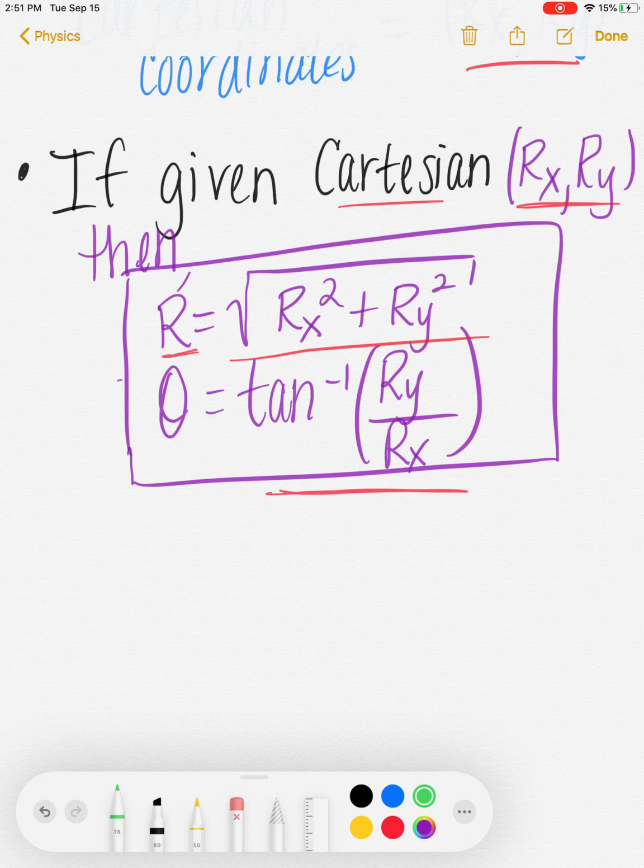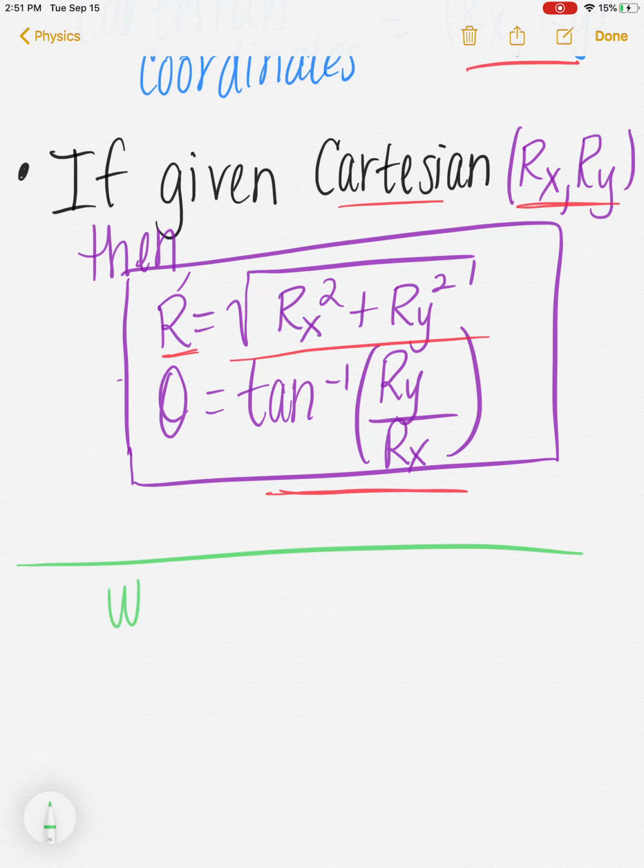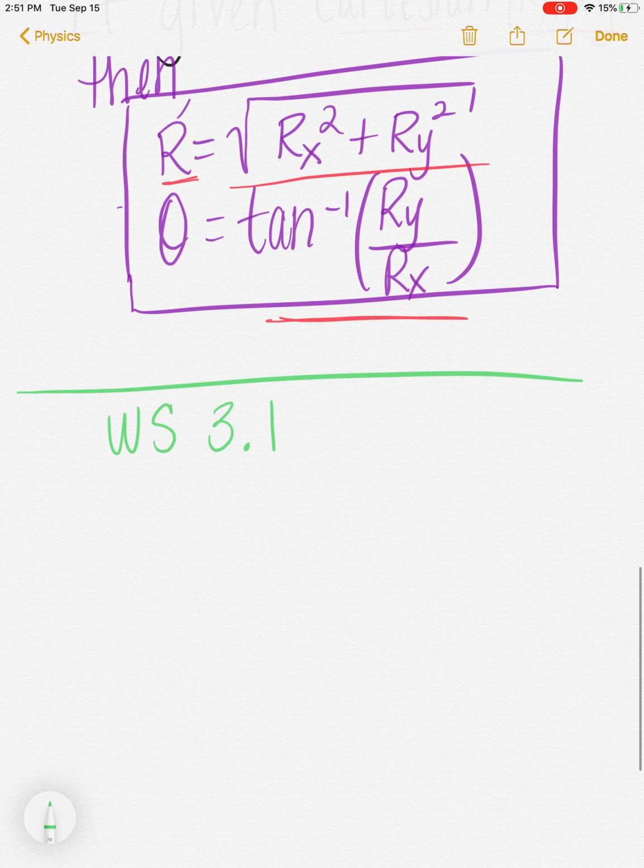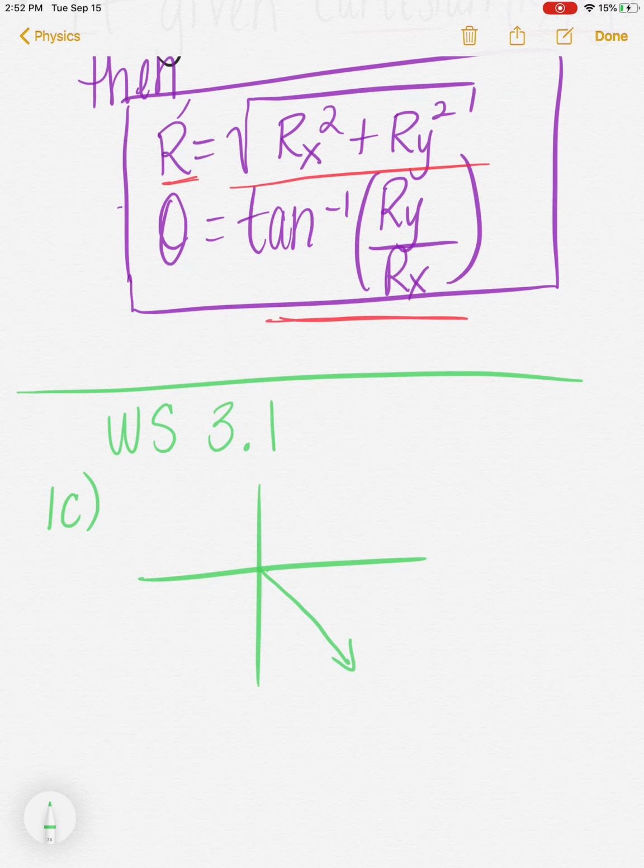All right, so let's do a sample problem. The homework assignment associated with this lecture is worksheet 3.1. If you look at problem 1C, it gives you a vector that is drawn something like this, and it says the magnitude of that vector is 25 newtons, and this angle is 30 degrees. My drawing's not exactly accurate, but you can get the idea. We are supposed to come up with the x and y values of this.